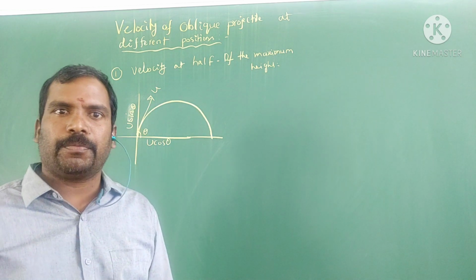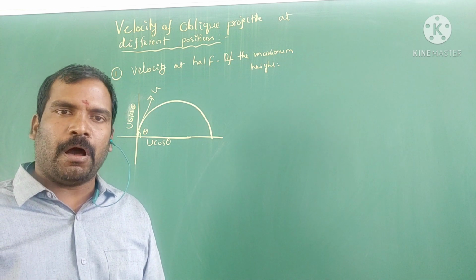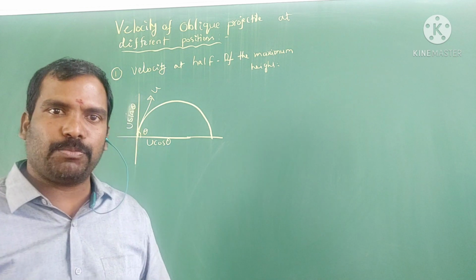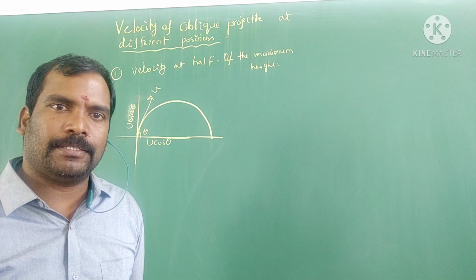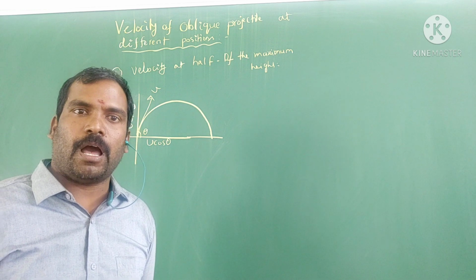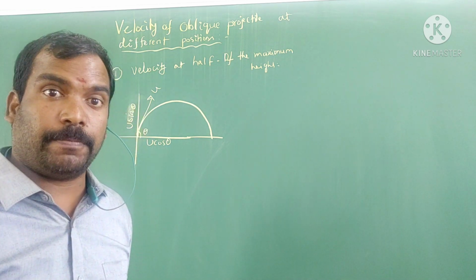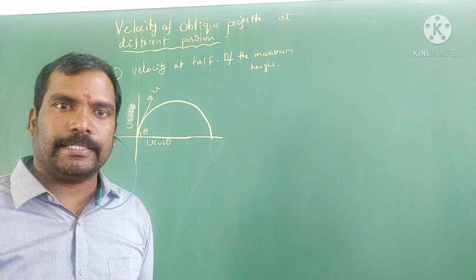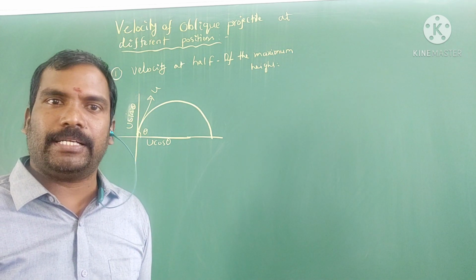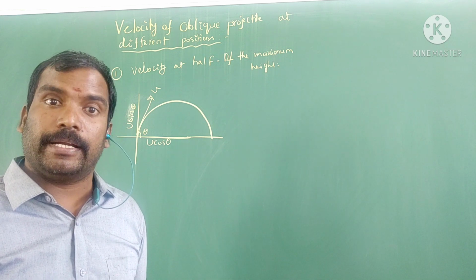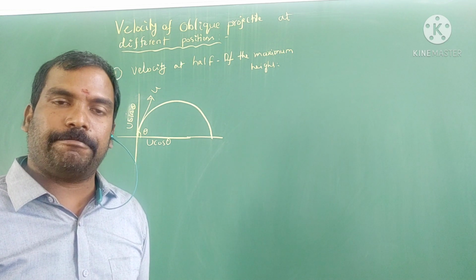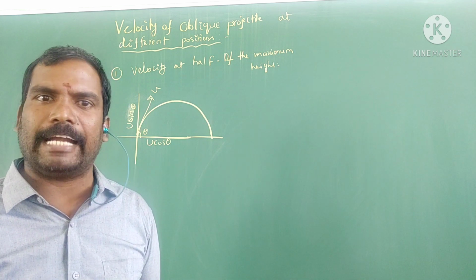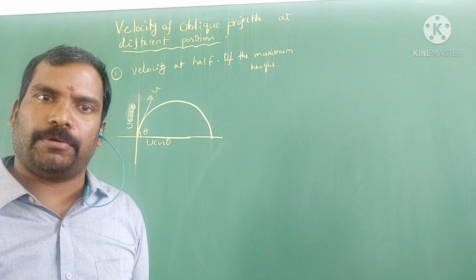We know already in oblique projectile motion, horizontal velocity remains constant. Whether it is half of the maximum height, 3/4 of the maximum height, or at maximum height, horizontal velocity remains constant. Whereas vertical velocity, while going upward, decreases. At maximum height it is 0, while coming downward, its value increases. If air friction is neglected, the point of projection and the point of landing have the same velocity.